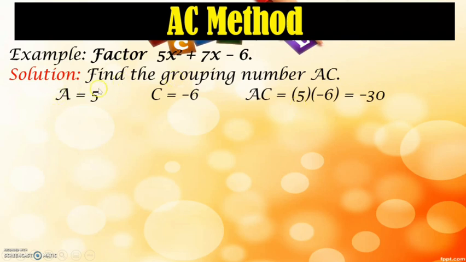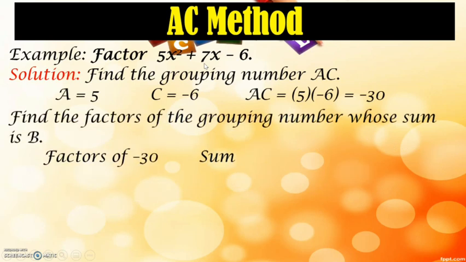Again, A is 5, C is negative 6, AC is equal to 5 multiplied by negative 6, which is equal to negative 30. And take note, B is equal to 7. So we need to find the factors of negative 30 that, when you find the sum, should be equal to 7. So what are these factors?